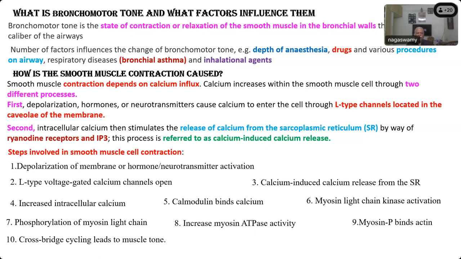So the first point is entry of calcium. The second point is increasing the intracellular calcium level by release from the SR. Then activation of myosin light chain kinase. Then phosphorylation of this myosin light chain. Myosin and actin have to ultimately bind together to form the muscle contraction.